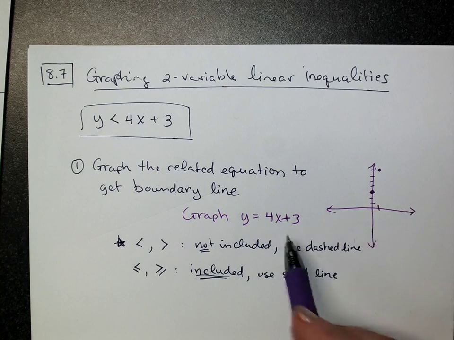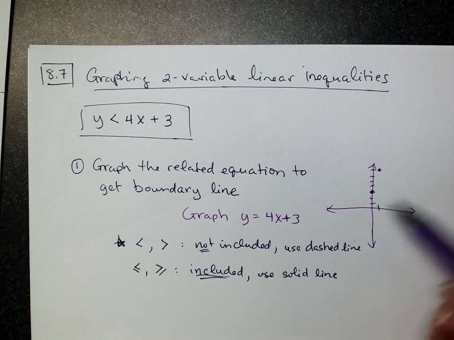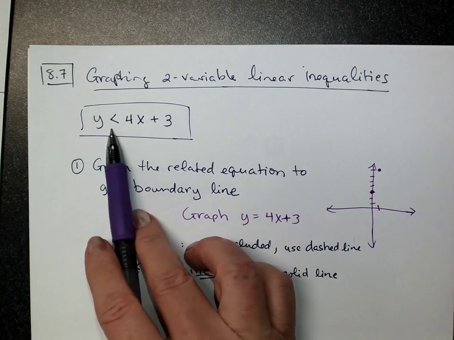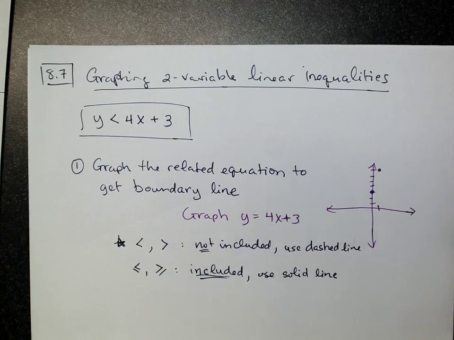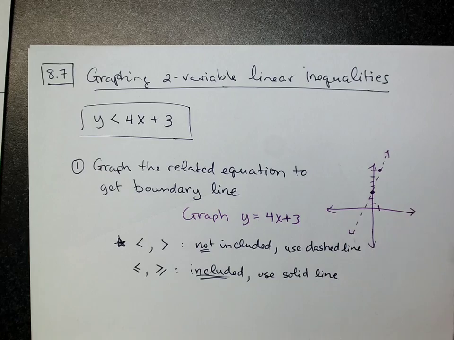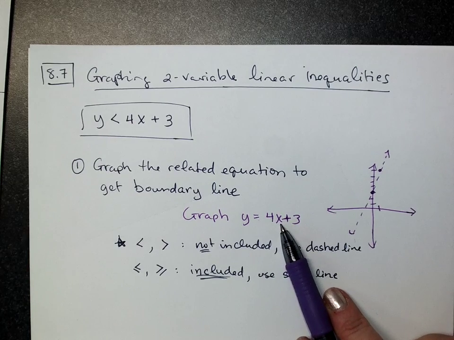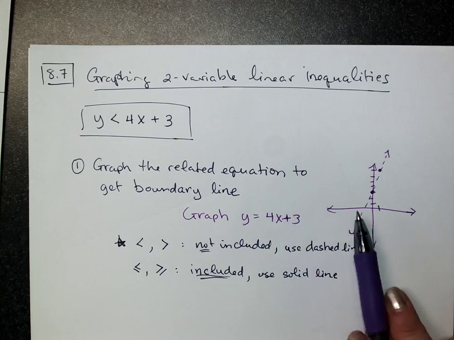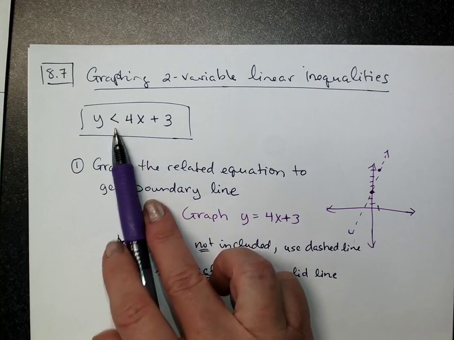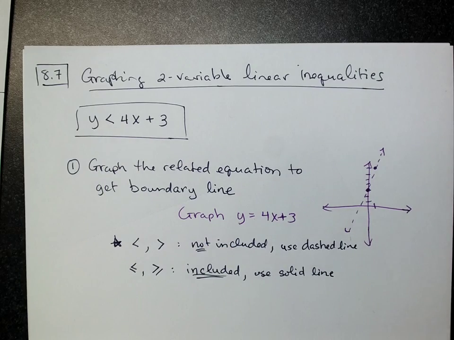So this, I'm going to draw a solid or a dashed line? Dashed. So I draw the same line as if I was just graphing y equals 4x plus 3. But because this is actually just to set the boundary of my inequality, and it's a less than, not a less than or equal to, that means my boundary line is not included. The dashed line tells me that.